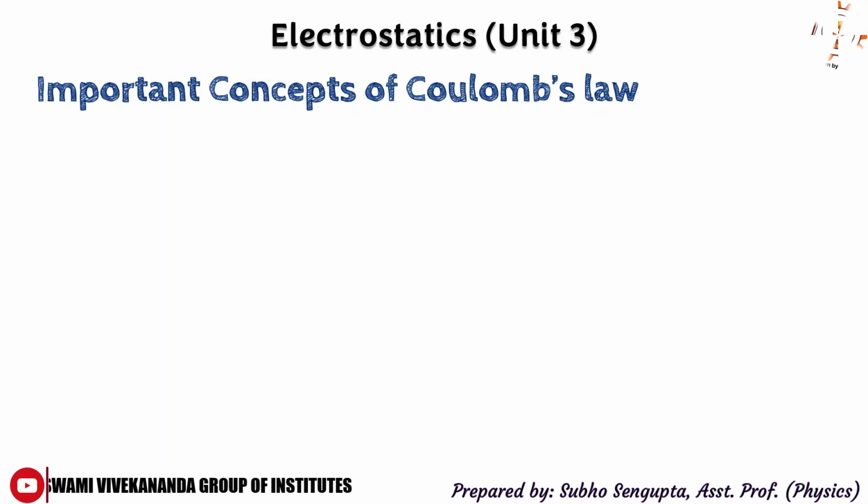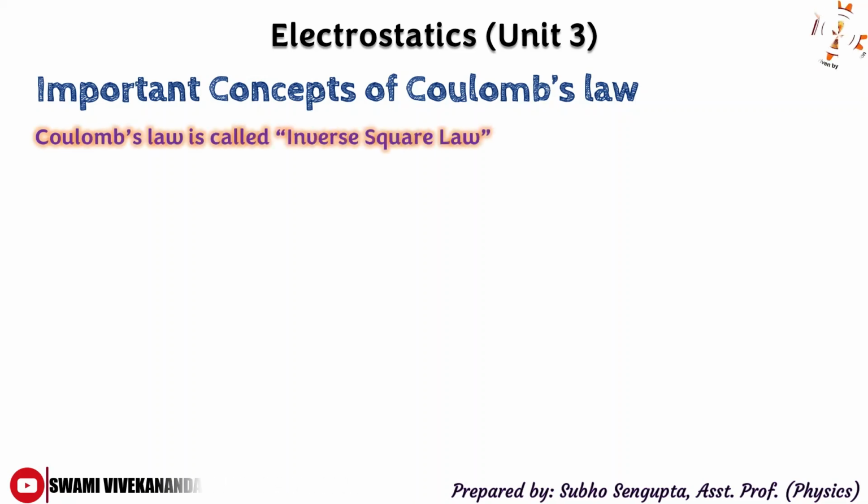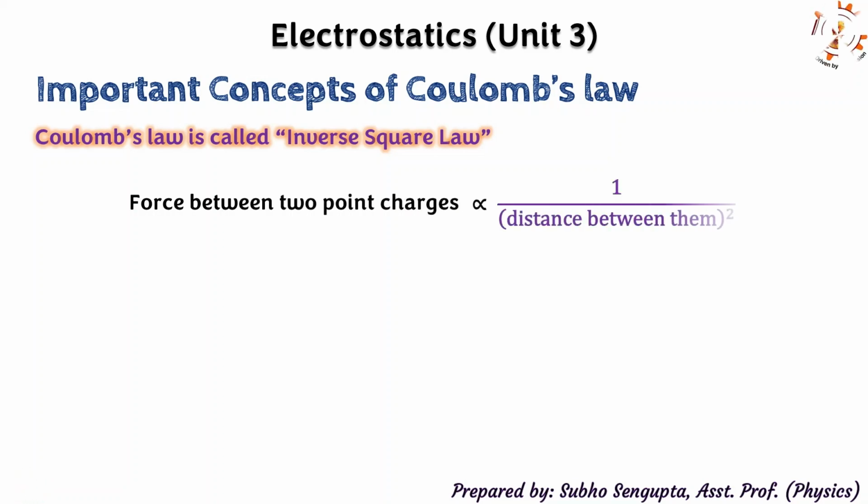Now the third important concept of Coulomb's law. Coulomb's law is also called inverse square law. Why is it called so? The simple answer is, the electrostatic force of interaction between 2 point charges is inversely proportional to the square of the distance between them. Now, what does this mean?